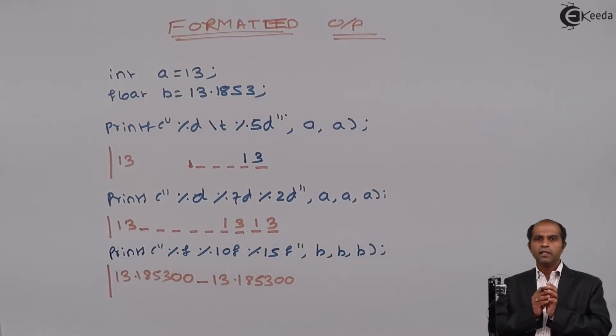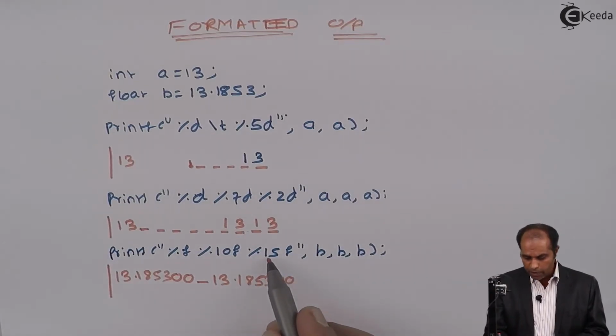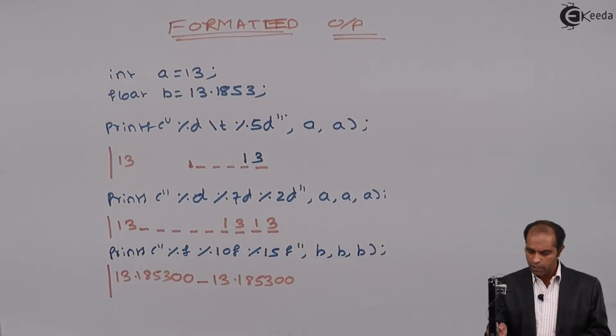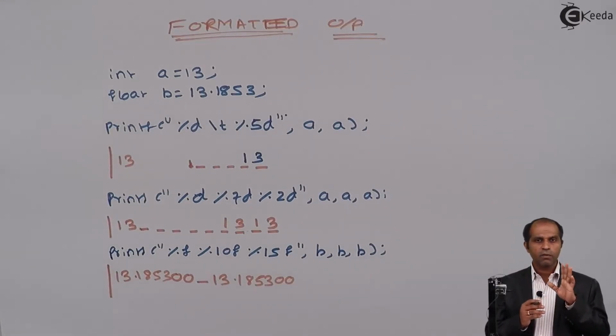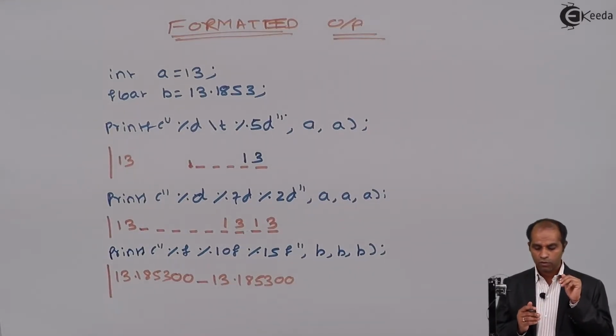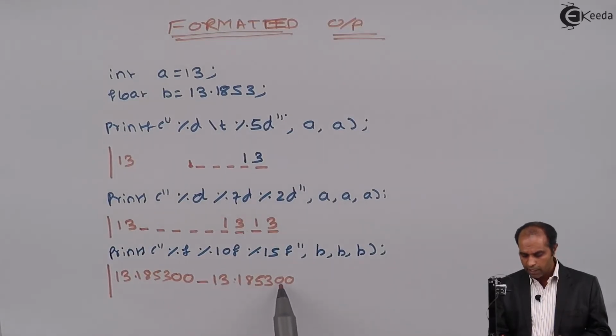Or you can say leave 10 spaces and then print the number from right to left. You can say that way also. Percentage 15f means the value of b has to be displayed in 15 spaces. The number of digits in this is how much? 9 digits. The previous specifier said 10. So 1, 2, 3, 4, 5, 6, 7, 8, 9.